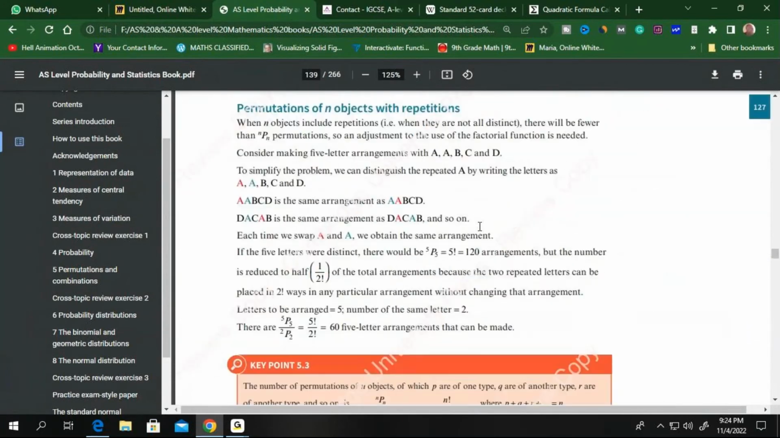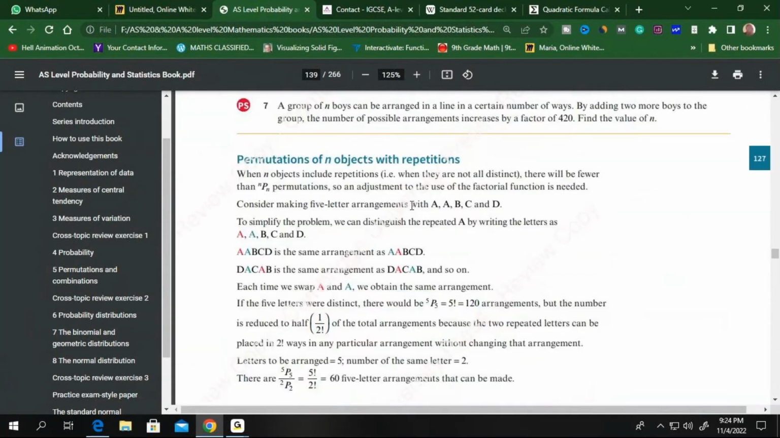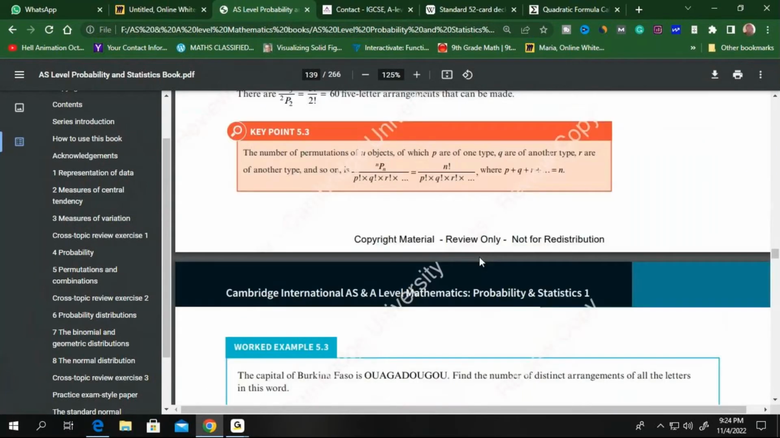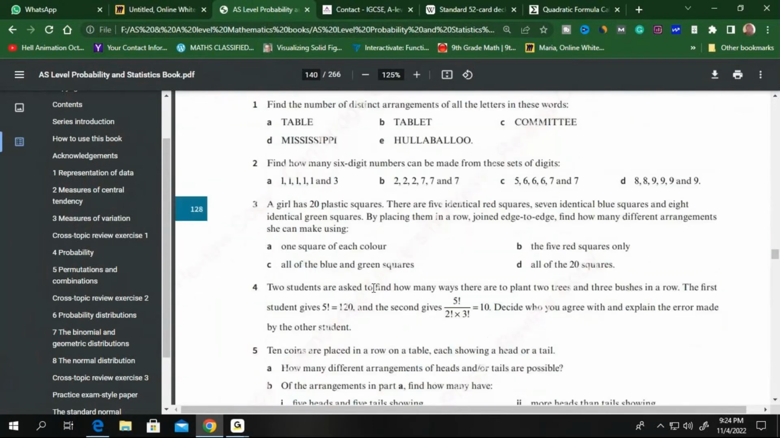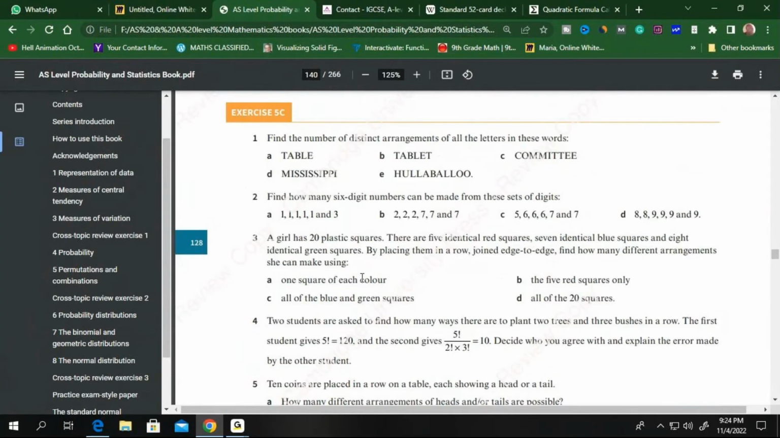Okay, part B. Your next one is permutations of n objects with repetition: n factorial upon p factorial. This is the category representing case 3 questions. Now, case 3 is something that abundantly comes in your exams.